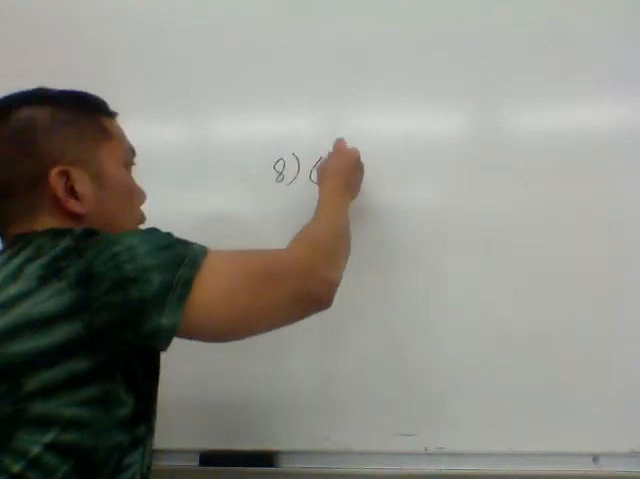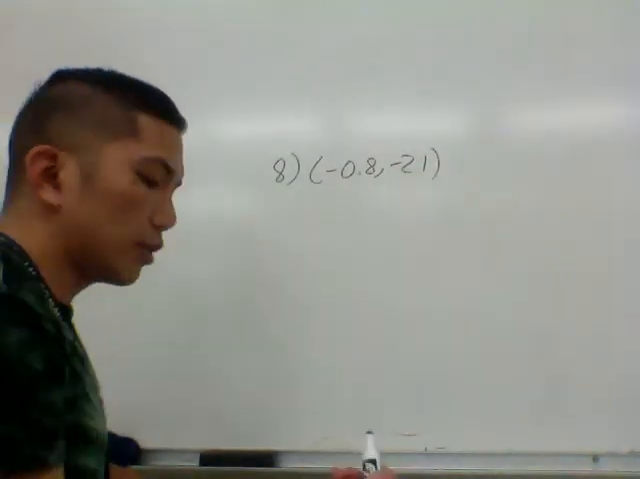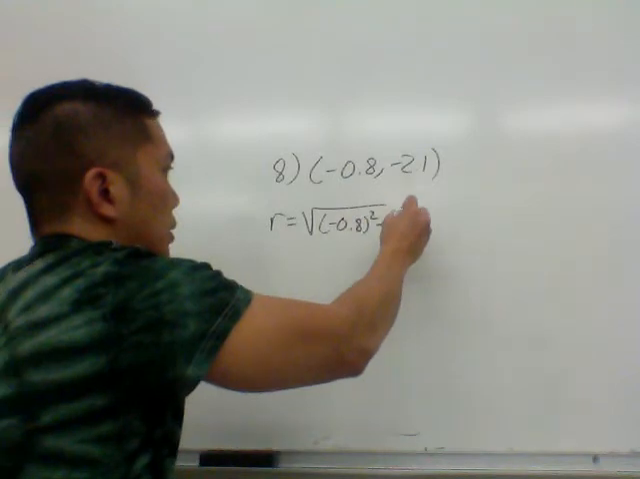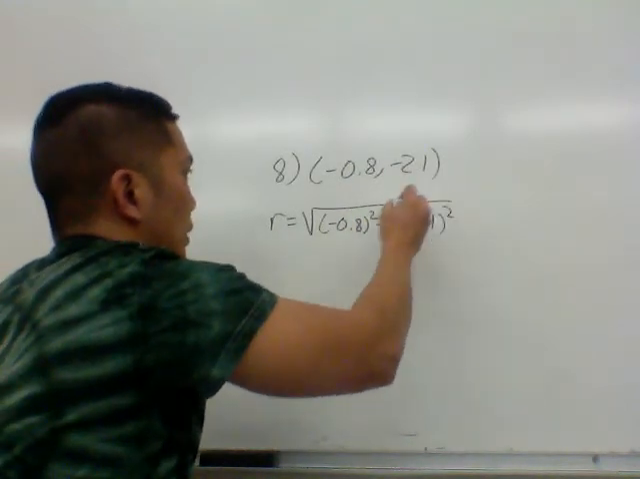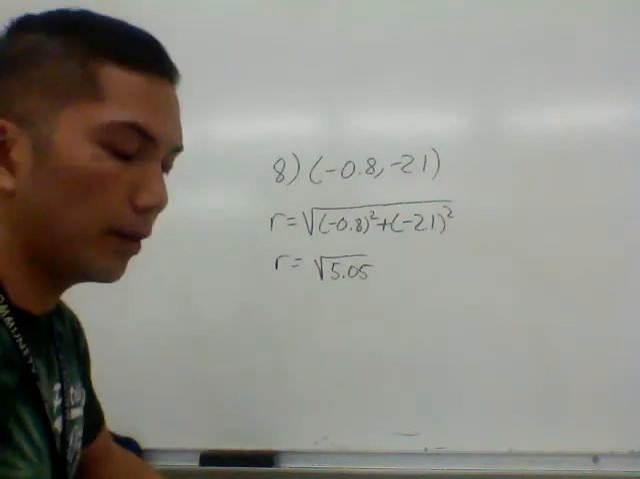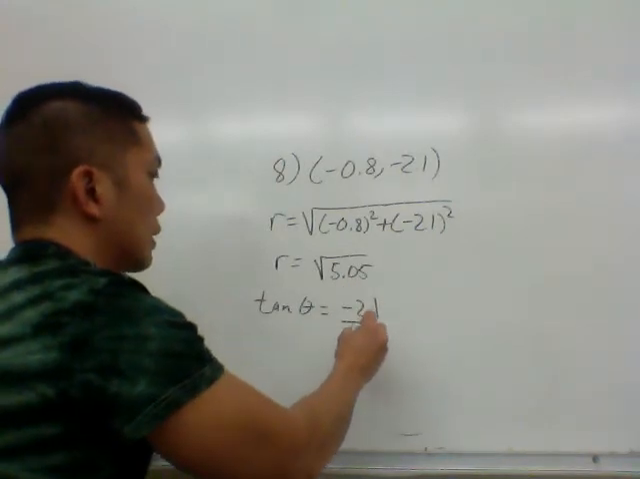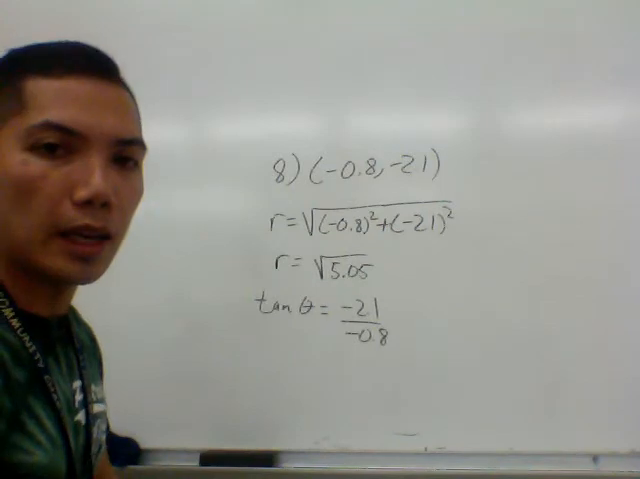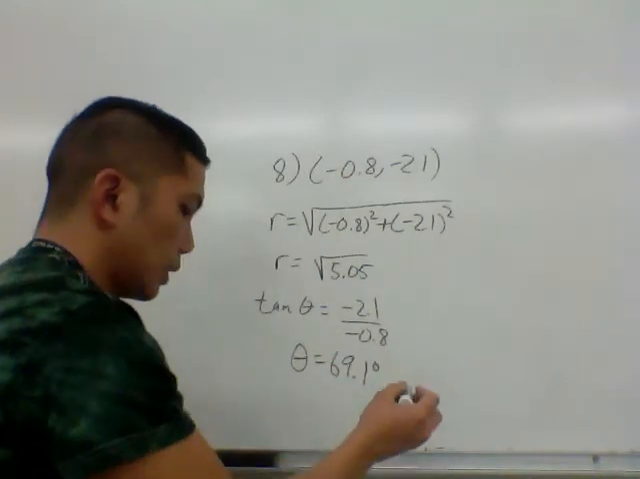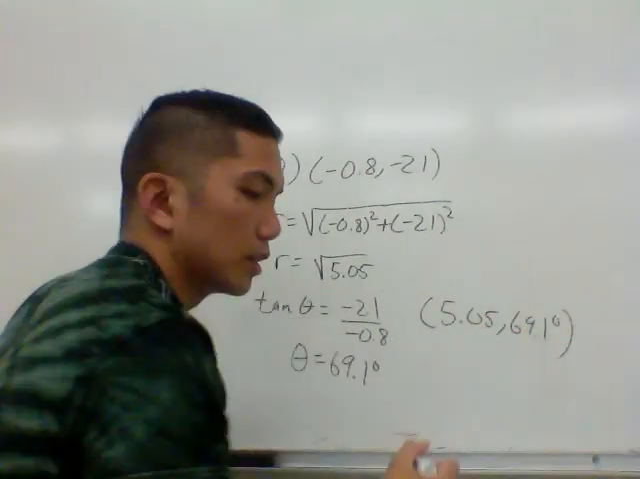So number 8, I have negative 0.8, negative 2.1. It just gets funky with the decimals. So you would just use your calculator for this one. r is equal to the square root of negative 0.8 squared plus negative 2.1 squared. When you work it out, you should get that r is equal to the square root of 5.05. So I do tangent theta is equal to negative 2.1 over negative 0.8. If you do the inverse tan on the calculator, you'll see that theta is equal to 69.1 degrees. So my point is 5.05, 69.1 degrees. Okay.